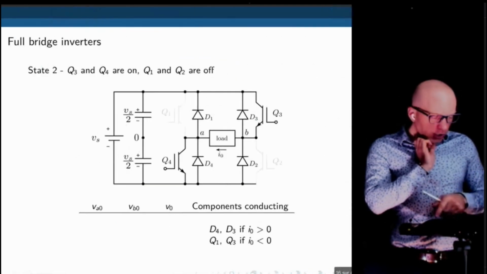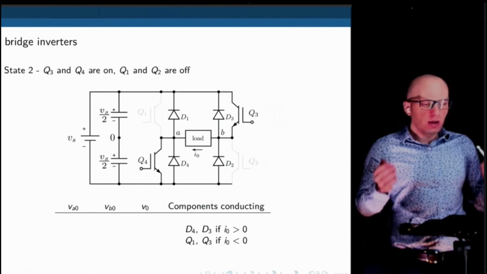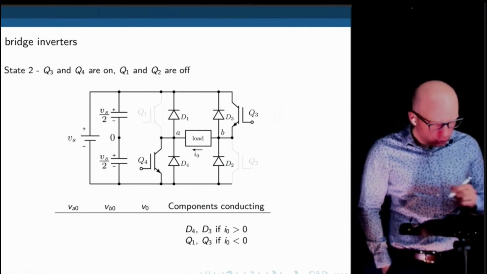Now let's do another mode. Now let's switch it. We have Q3 and Q4 on, and Q1 and Q2 off. What is the voltage at point A?